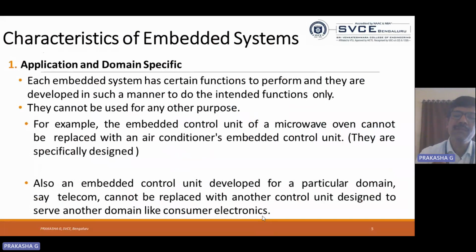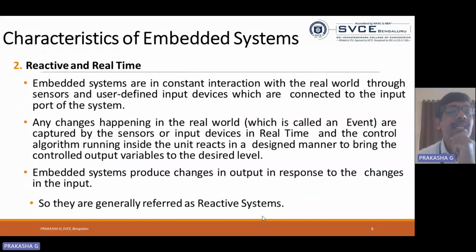So application specific means it is meant for a particular application. An embedded system which is developed for the telecom domain should be used for the telecom domain only. We cannot use some other embedded system to operate that one. That is what we call application specific, and also domain specific. Moving ahead with the second characteristic, reactive and real time.